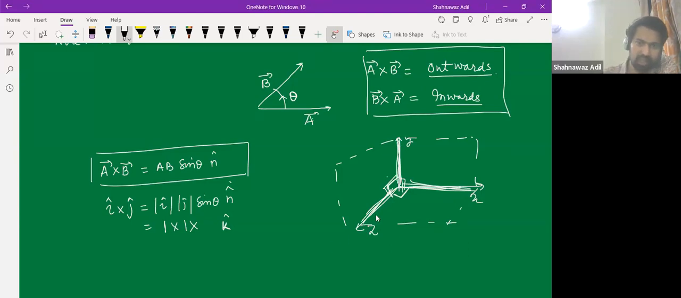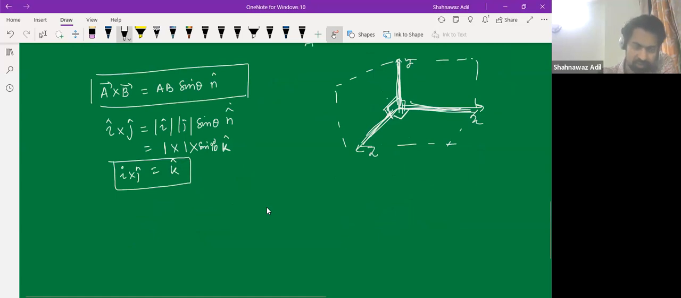Okay, so now what was I asking? What is the angle between I and J? So that is 90, right? Sine of 90. So sine 90 is 1, so this would be K. So I cross J would be K hat. Okay.